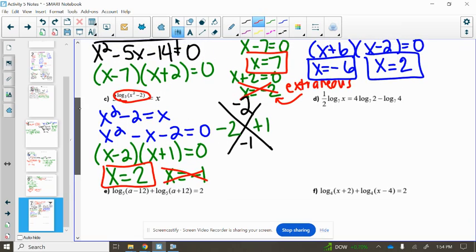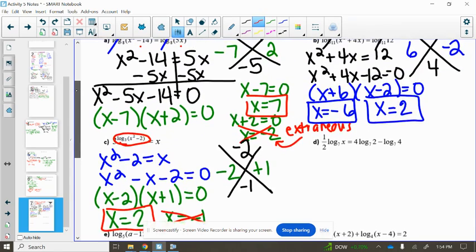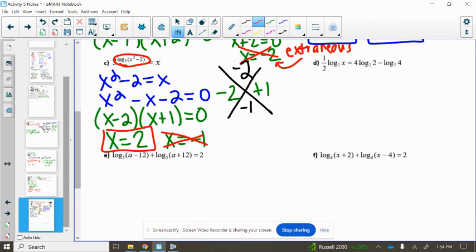Now in part D, okay, we have to be careful because unlike the problems in part A and part B, notice on this right-hand side there are 2 logarithms, right?